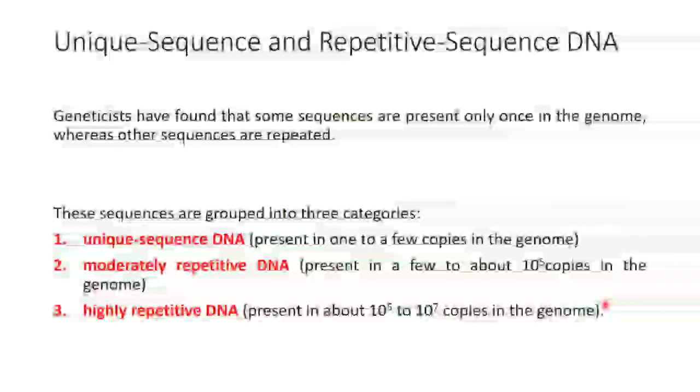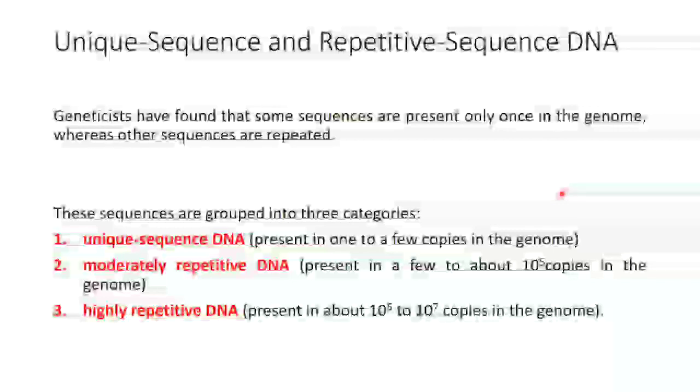Great. We will finish the presentation for today by defining, as we saw, guys, the distribution of certain sequences in the genome of prokaryotes and eukaryotes. We already studied the basic structure of DNA. Now it's time to study the distribution of the sequence in the genome. The geneticists, the scientists, discovered that some sequences are present only once in the genome and others are repeated.